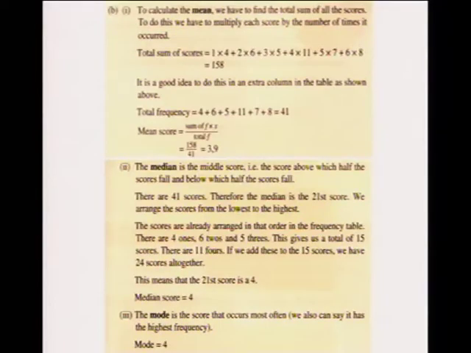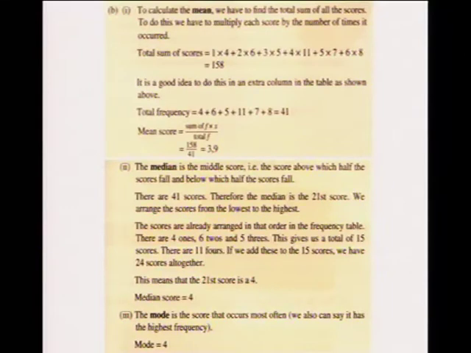Then we have to find the mean. The mean, most of the students have problems here to find the mean. We must say 1 times 4 plus 2 times 6 plus 3 times 5, and so you carry on to find the 158. And then we divide it by the total frequency, which is 41. So the mean score is the sum of x times f divided by the total of the frequency. And leave your answer as 3,9. Don't make it 4. Don't round it.